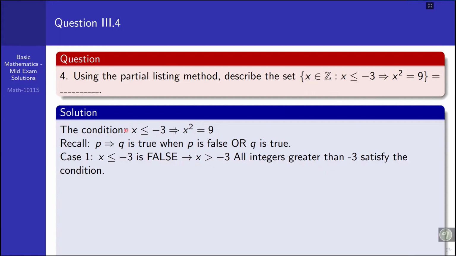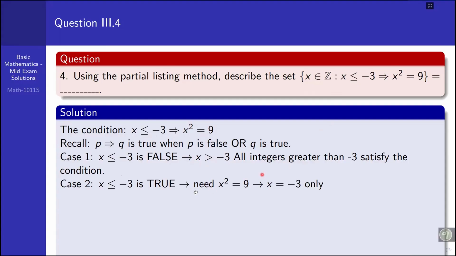That means the values of x that make x less than or equal to minus 3 false are those where x is greater than minus 3. So whatever x squared is, as long as x is an integer greater than minus 3, it is an element of this set.